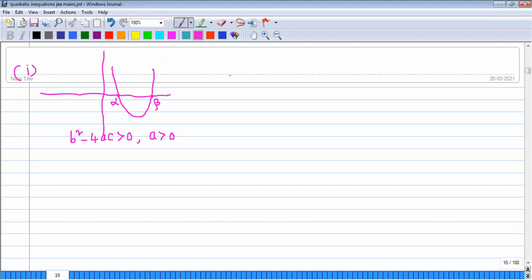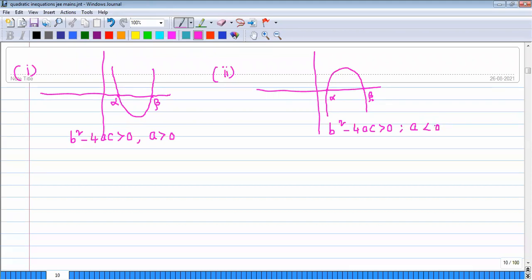Go to the second case. Suppose the graph is like this, inverted, with alpha and beta. It may be in the second quadrant also, no problem. In this case also, b square minus 4ac will be greater than 0, but the coefficient of x square will be less than 0. This is called a downwards parabola.